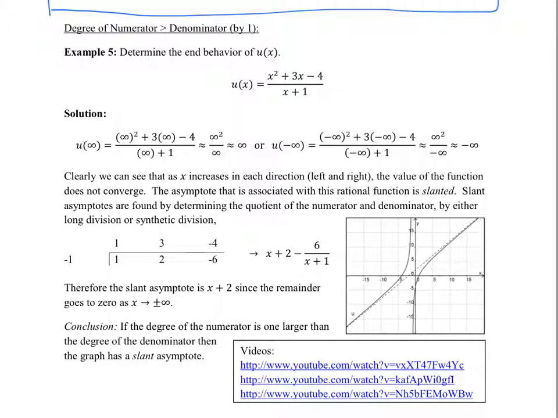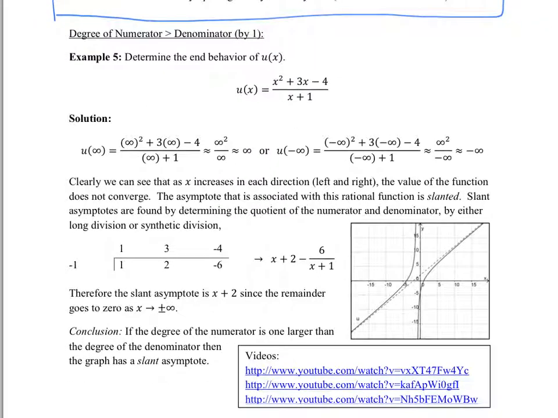Okay. So what we're going to see here, look at the degree. The degree of the numerator is what? What is it? 2. The denominator? 1. Okay, again, look at the exponents only. The degree of the numerator is greater than the degree of the denominator. So the problem is, if we plug infinity in, what do we get? We get infinity squared over infinity, which kind of reduces to infinity, but it doesn't tell us much about the graph.